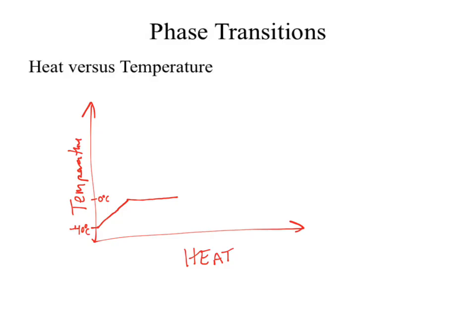Then the temperature increases. Okay. Then what happens? It flatlines again, and it flatlines where? 100 degrees Celsius, which happens to be the boiling point. So I have to continue to add heat to get my substance to go from a solid to a liquid and to get my substance to go from a liquid to a gas. Heat has to be added to force that.